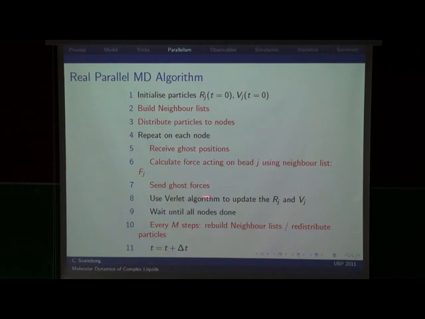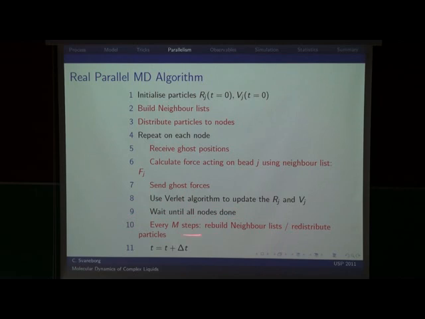We need to inform the other CPUs that we have calculated ghost forces and tell them to add these ghost forces to their particles. And again, we just use the very same algorithm on each node. Then we have to wait until all the nodes are done, because they have to be synchronized with each other. And this means that if systems have very different densities, that will be bad, because all of the CPUs will be waiting for the ones with highest density.